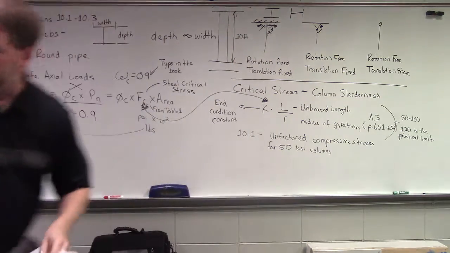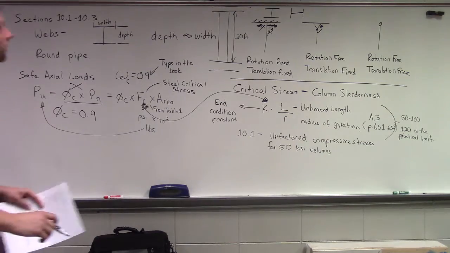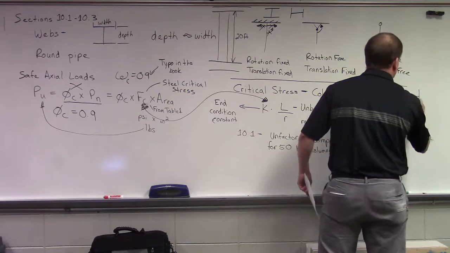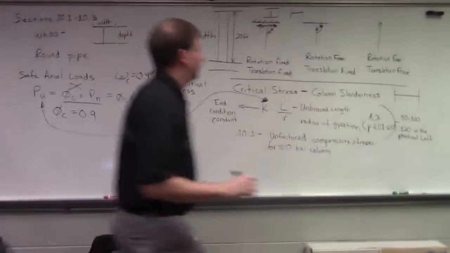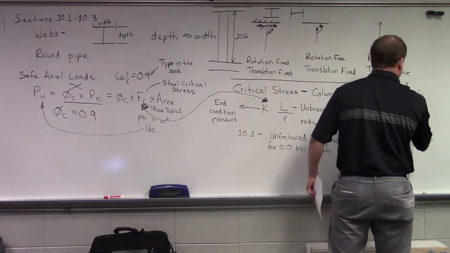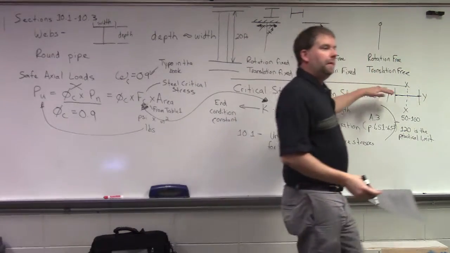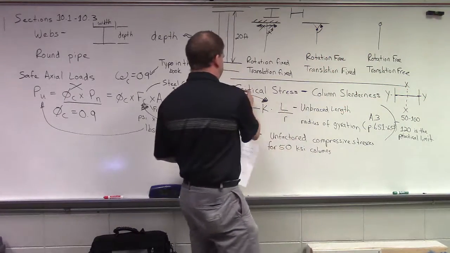When you're looking at page 651, as you can see here, your properties of W shapes: X, R sub X, Y, R sub Y. So there's no table, it's 10.1. Yes, there is a table 10.1, that's where you get your critical stress.